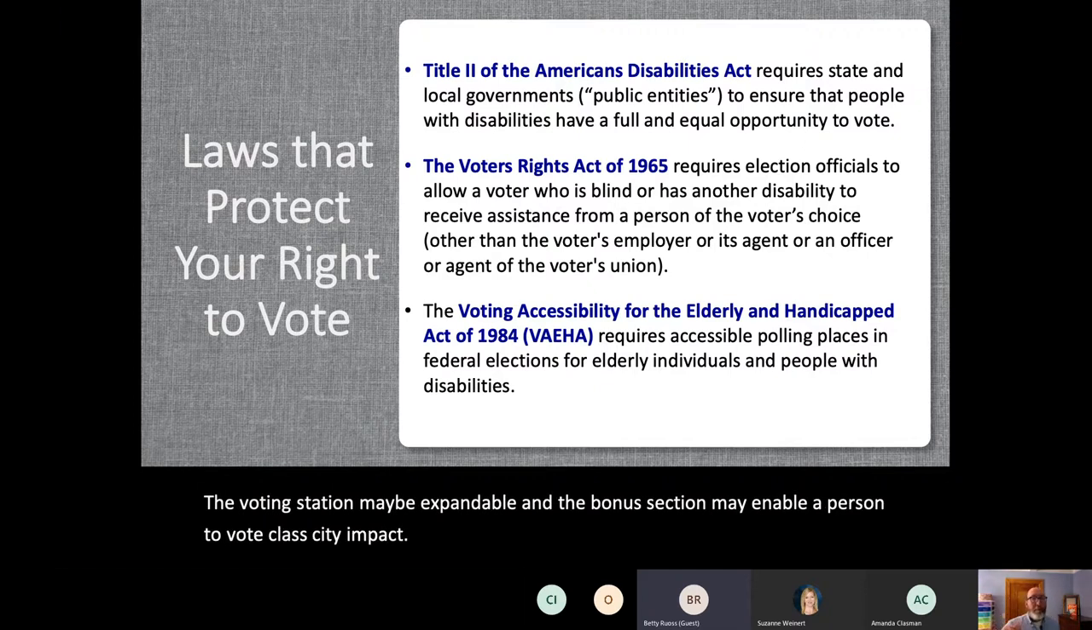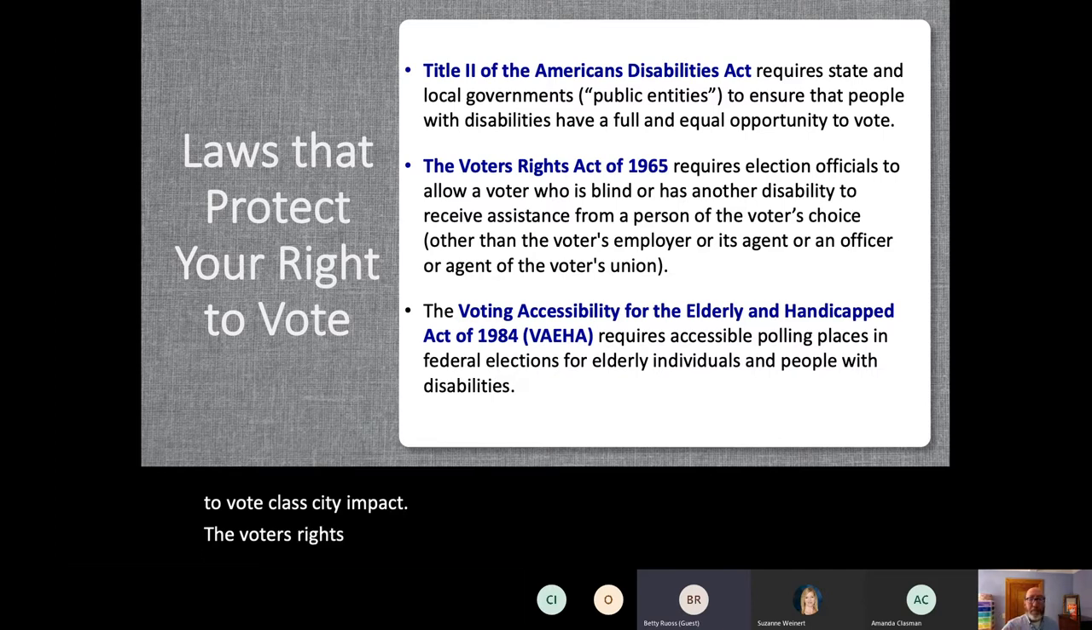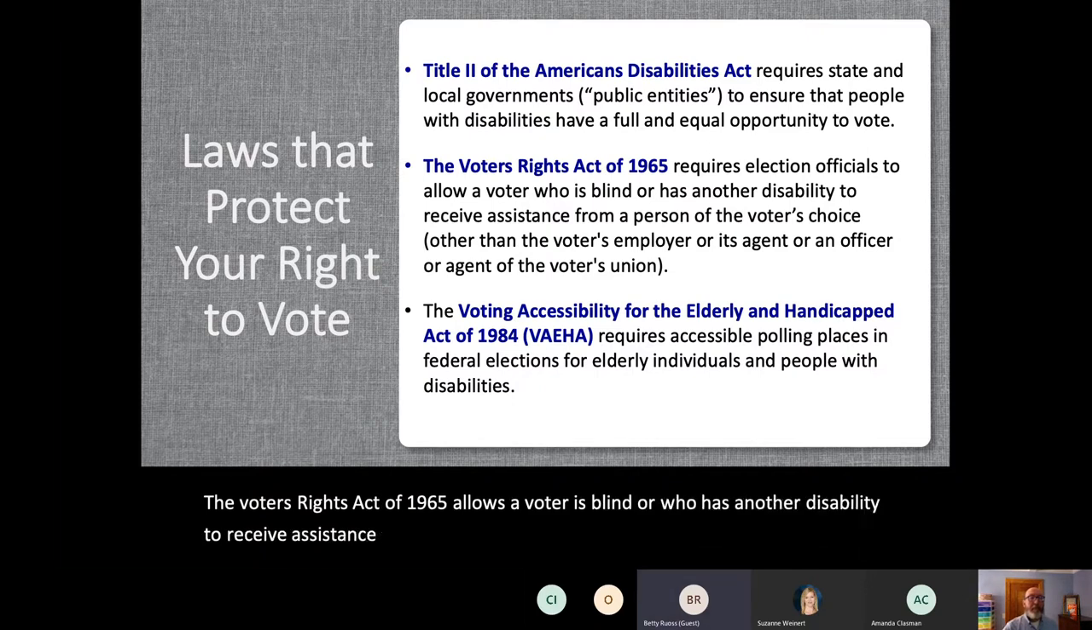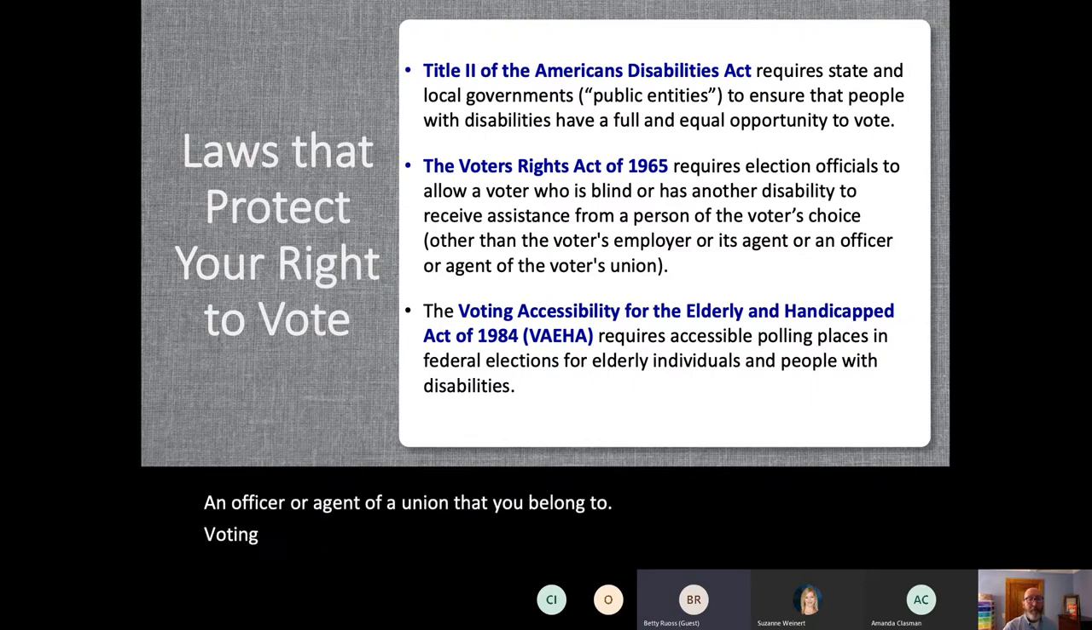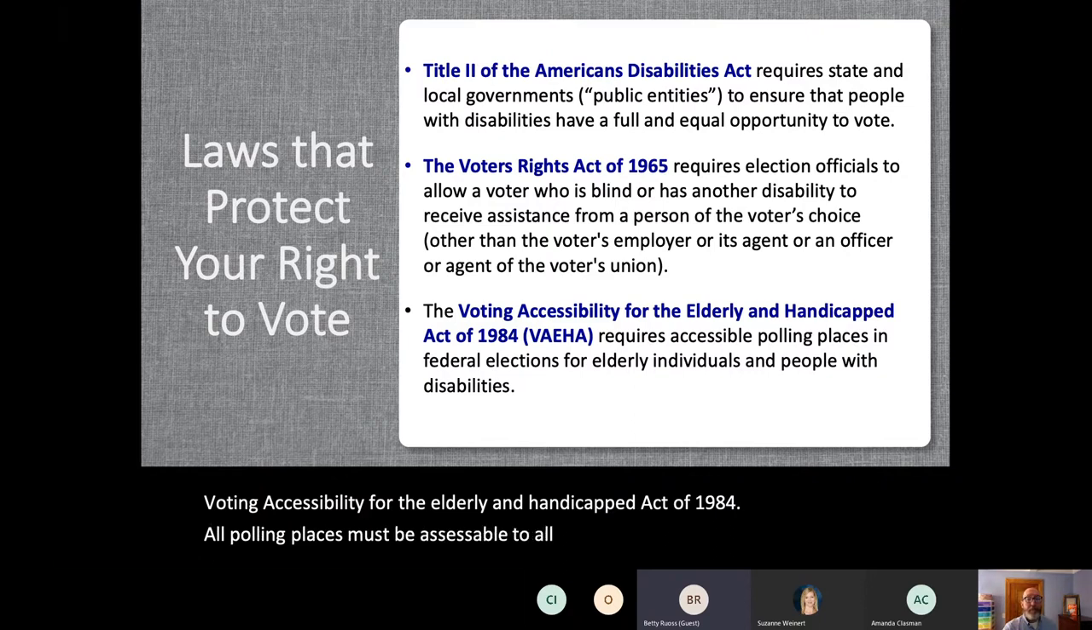The Voters' Rights Act of 1965 allows a voter who is blind or who has another disability to receive assistance from a person of the voter's choice at the polls. This person can be anyone except an employer or its agent, or an officer or agent of a union that you belong to. The Voting Accessibility for the Elderly and Handicapped Act of 1984 requires that all polling places must be accessible to all individuals with disabilities or elderly.